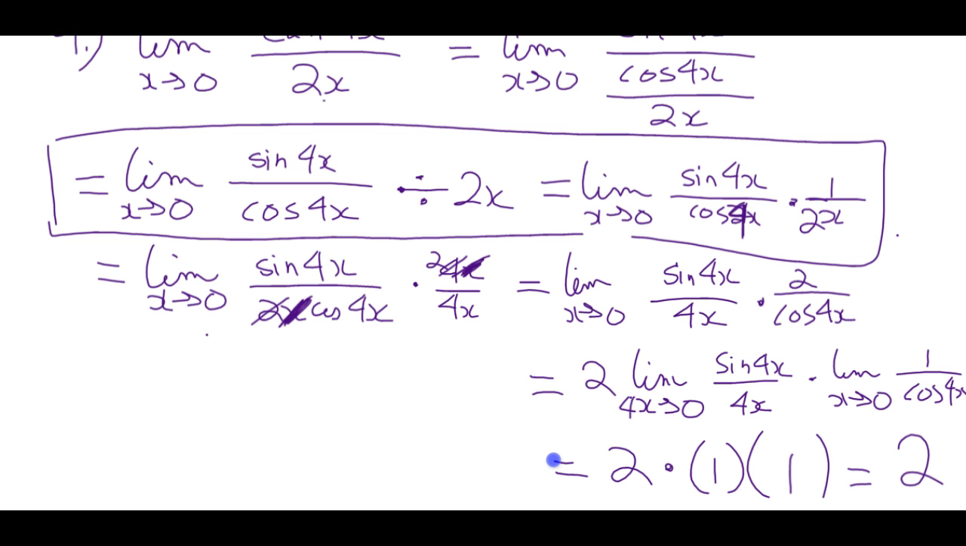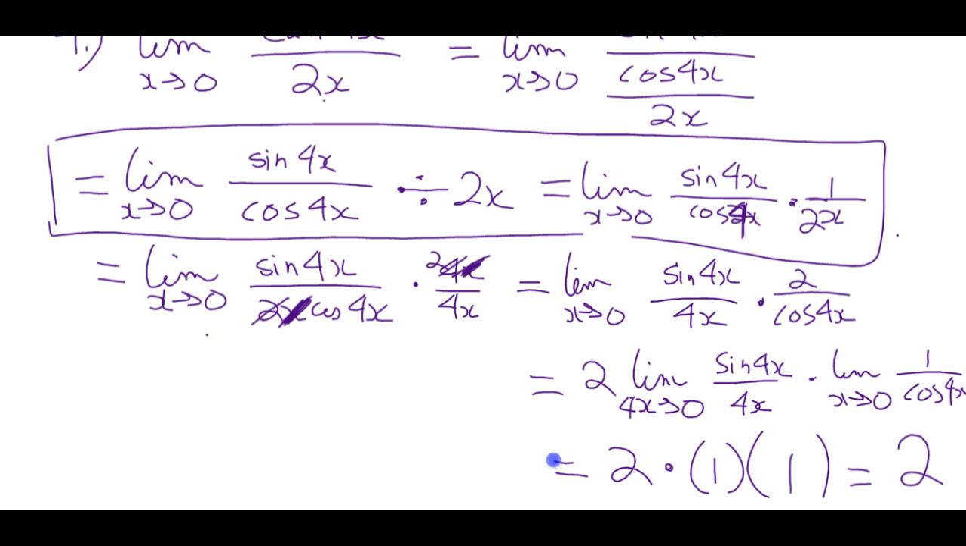Okay, what was your question? Just 2 questions. I don't know if these are bad questions or not, but how can you take a 2 out of sine 4x over 4x, and it stays sine 4x over 4x? The 2 is this 2. Yeah, so it doesn't affect the other one? No. I mean, I could have left the 2 here and just done this limit with the 2 over 1 and just said 2, but that's a constant.